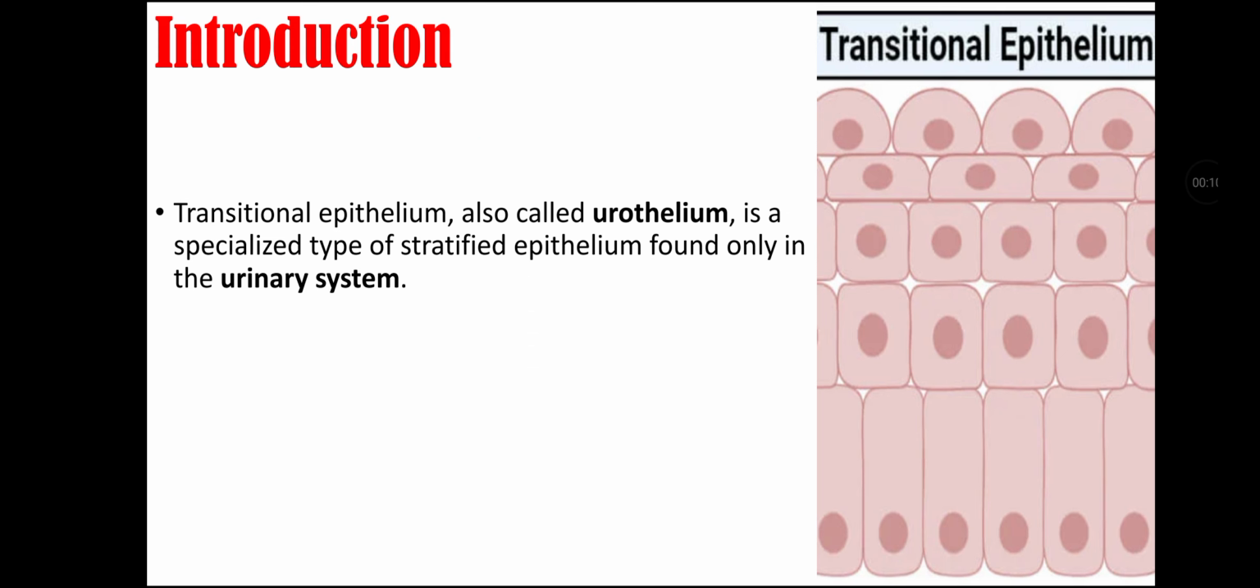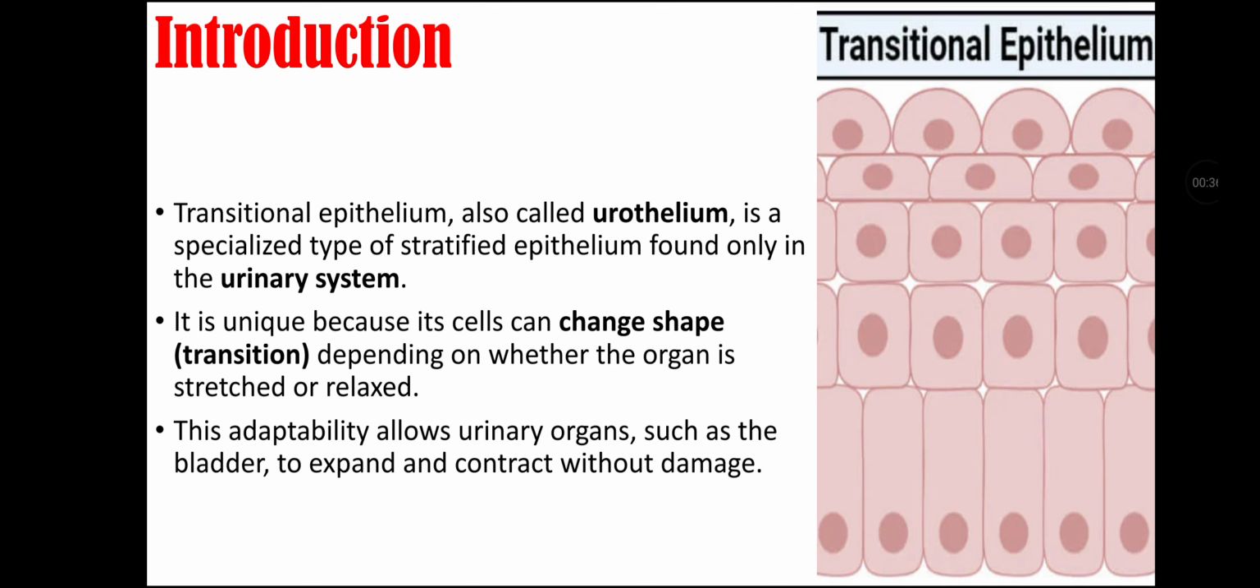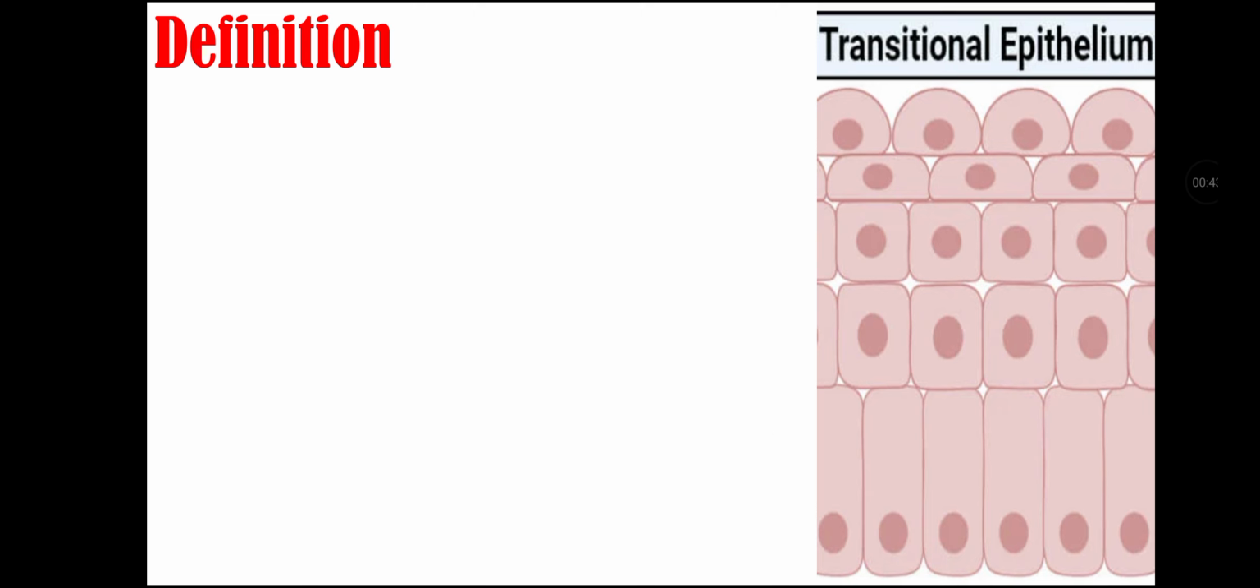Transitional epithelium, also called urothelium, is a specialized type of stratified epithelium that is found only in the urinary system, and that's why it is called urothelium, meaning epithelium of the urinary tract or urinary system. This is unique because it has cells that can change shape, like transition from one shape type to another, depending on whether the organ is stretched or relaxed. This adaptability allows urinary organs such as the bladder to expand and contract without damage.